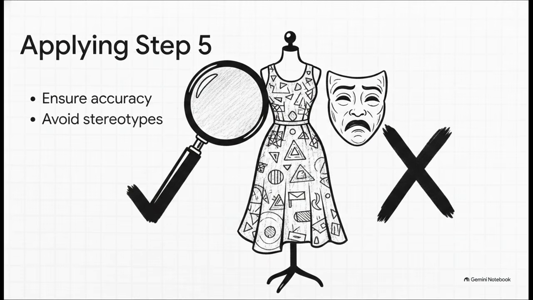Step 5 asks you to deeply examine ethnic representation. Let's say you're working on a costume design that features traditional tribal patterns. You have a professional responsibility to ensure that representation is done with absolute accuracy and dignity. You must avoid stereotyping at all costs. This is exactly where art directly impacts culture, and handling it responsibly is the mark of true professionalism.